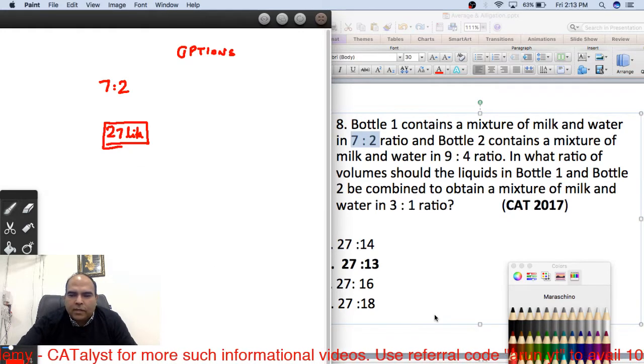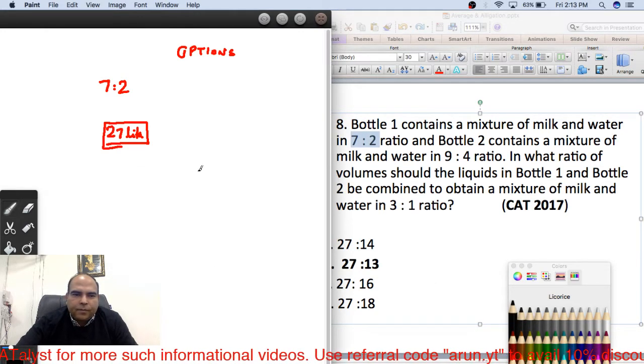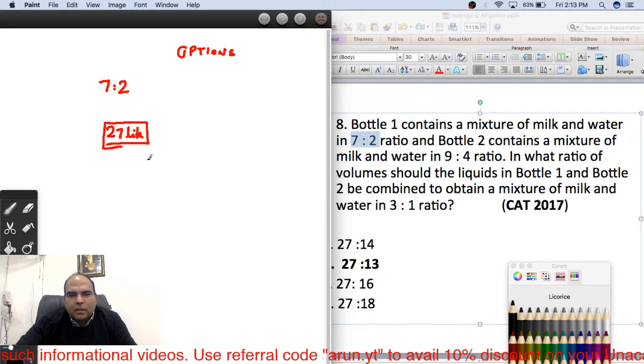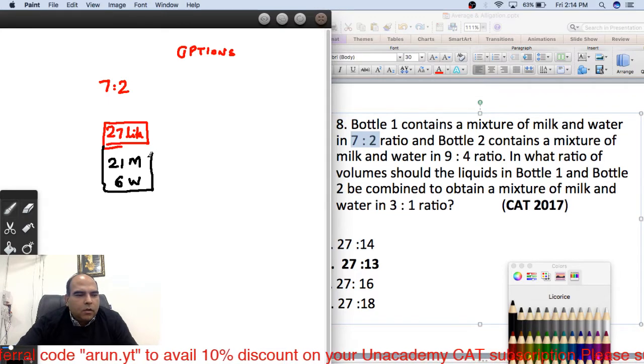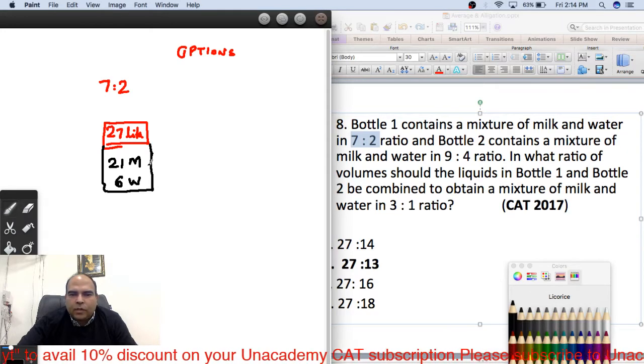In all the 4 cases it's 27 liters, right? So in each of these 4 cases, you're going to get 21 milk and 6 water. You get 21 milk and 6 water in all these 4 cases.